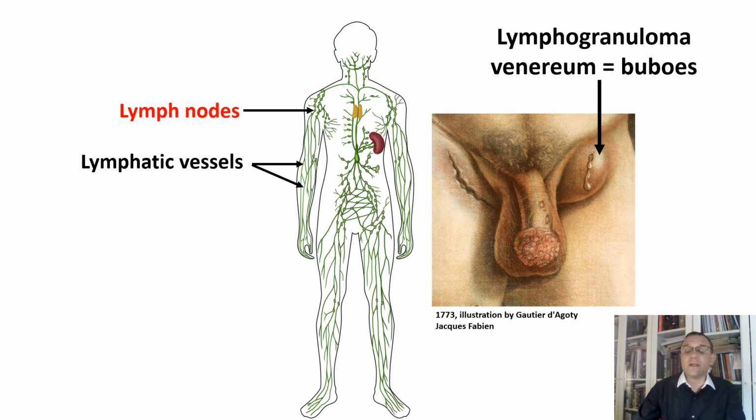What you see in the 1773 illustration is lymphogranuloma venereum, a condition due to a sexually transmitted infection. The lymph nodes in the groin are painfully swollen.